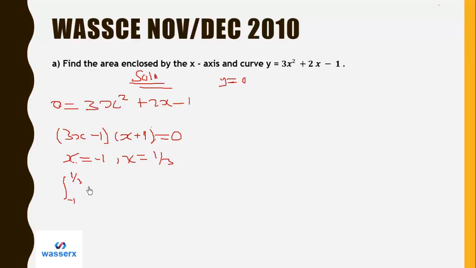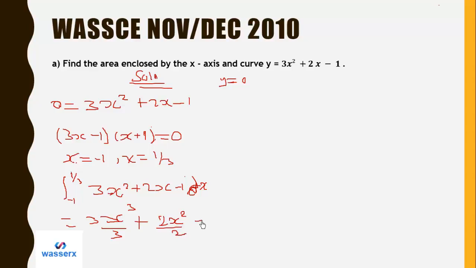Of the curve 3x squared plus 2x minus 1 dx. Now integrate this. If you integrate this, you're going to get 3x cubed divided by 3, plus 2x squared over 2, then minus x. Then we are going to integrate from negative 1 to 1 over 3.